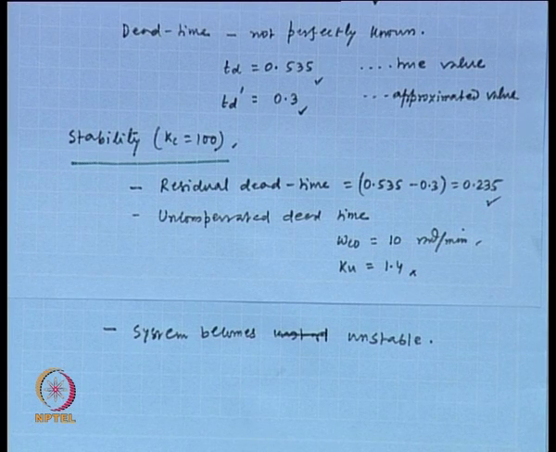Fine. Now, conclusion is be conservative in selecting the Kc value for the processes having dead time. So, this is all about the Smith predictor and dead time compensator. In the next class, we will discuss another compensator, that is inverse response compensator. Thank you.